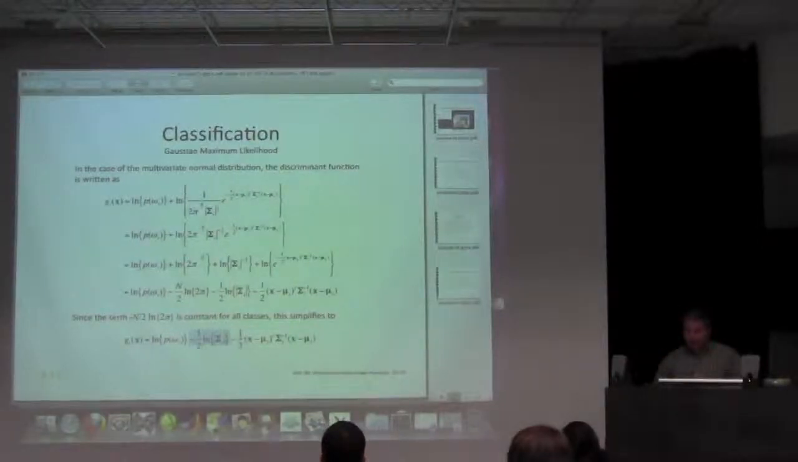Now let's look at the last term. What's this? This was the Mahalanobis distance, and that was the statistical distance that you were away from the mean. Right? I'm subtracting that away. So what does that mean?